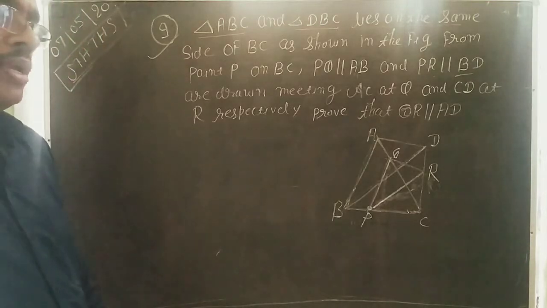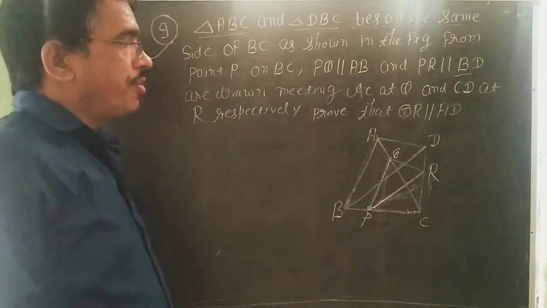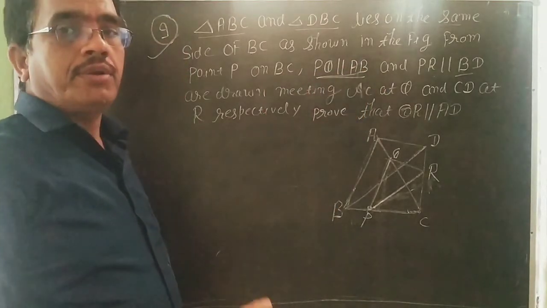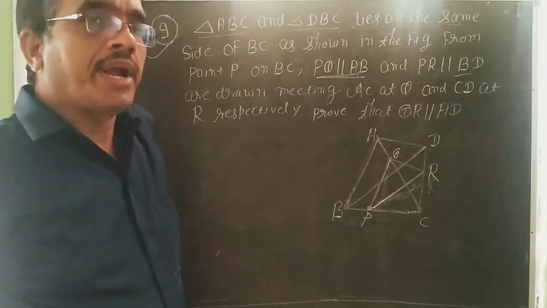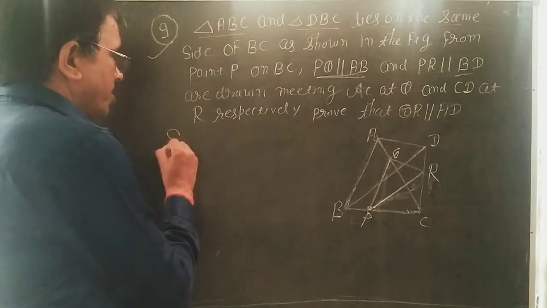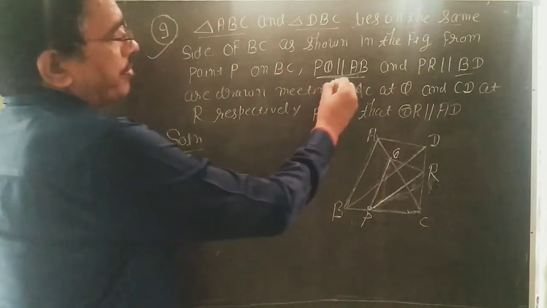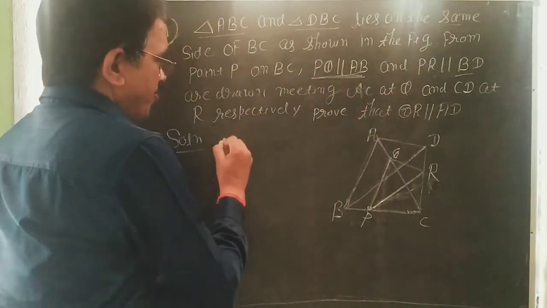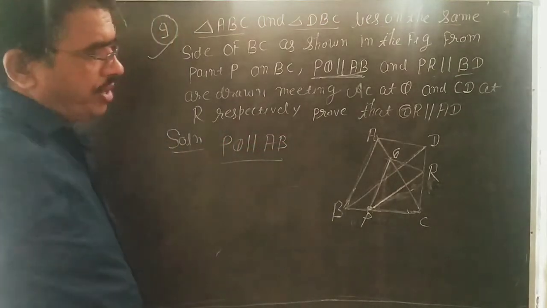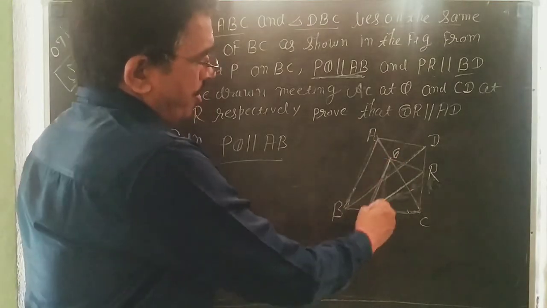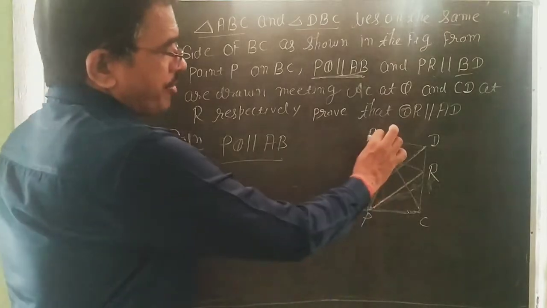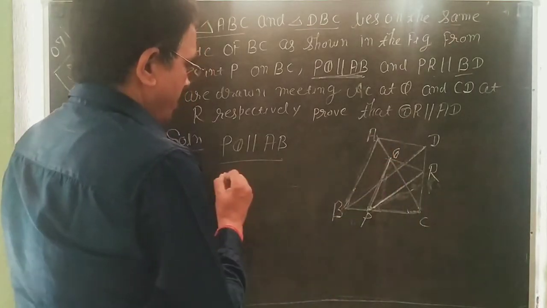All things are given. Dear student, this type of question you only solve with the help of the given parallel lines. First you find what parallel lines are given in your figure. So in the solution, you first write what is given: PQ parallel to AB. In which triangle do you use the Thales theorem? Clearly, in triangle ABC.